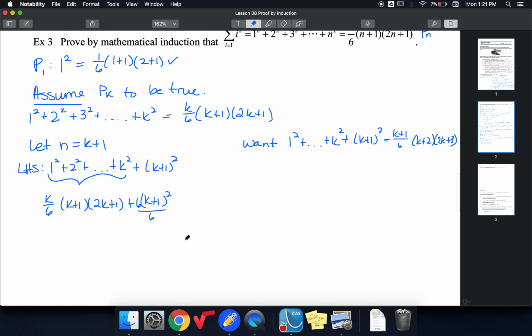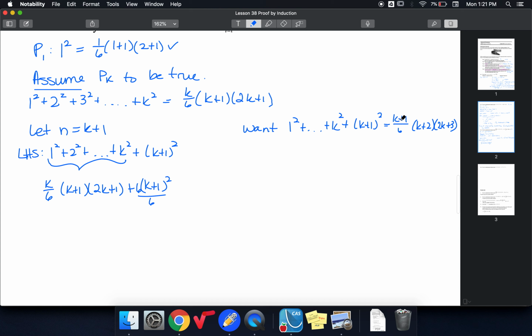And now, because I know that in the end I want something that's factored, I'm actually going to think about factoring because I have a k plus 1 here and a k plus 1 here. I have 1 over 6 in each of them. So I'm going to bring out 1 over 6 times the k plus 1. So then this left term, I've got a k left and I've got a 2k plus 1 left. So k times 2k plus 1. On this side, I took out a 6, I took out a k plus 1. So I've got 6 times k plus 1 left over.